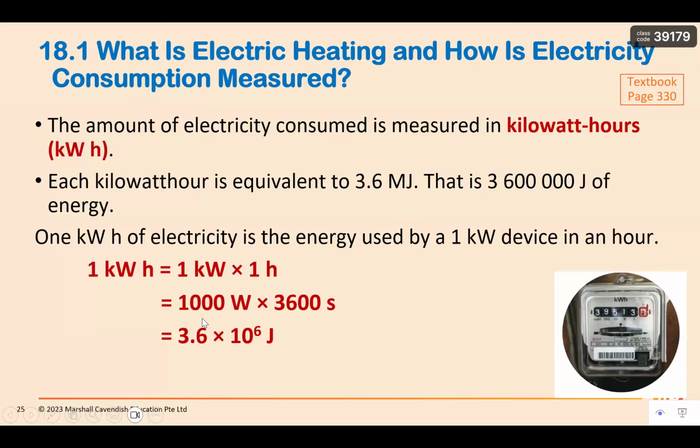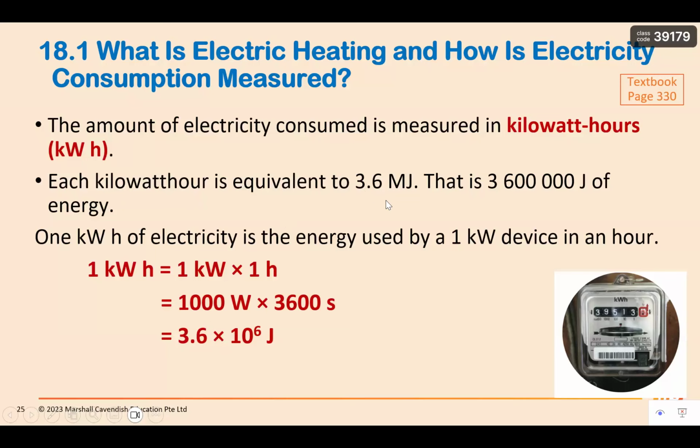If I were to calculate the amount of electricity consumed in your household in joules, it will be a very, very large number, because 24 hours is 24 times 60 times 60 seconds. That will be a large quantity. So usually when we measure how much electricity your home consumes, we measure it in kilowatt hours. You should know that 1 kilowatt hour is equivalent to 3.6 megajoules of energy.